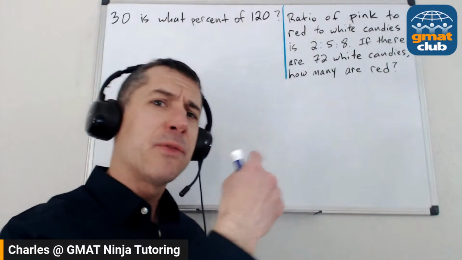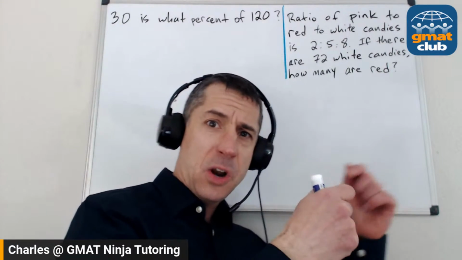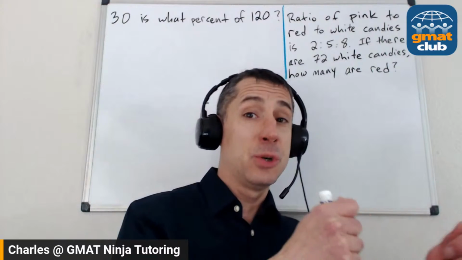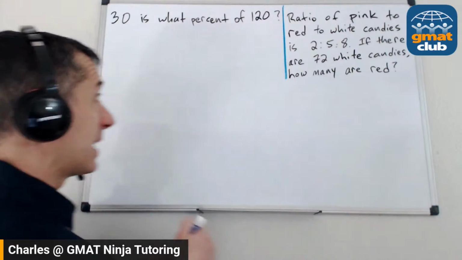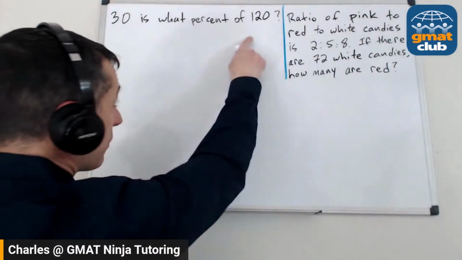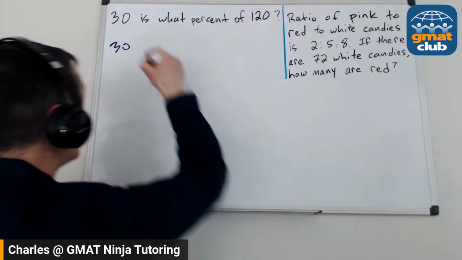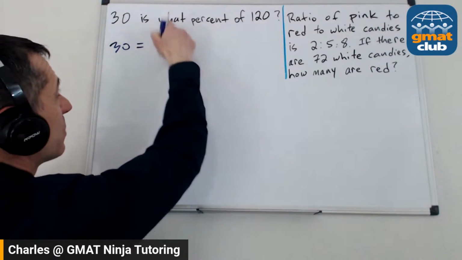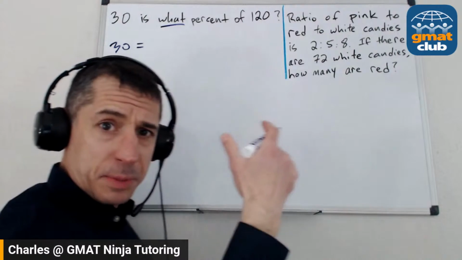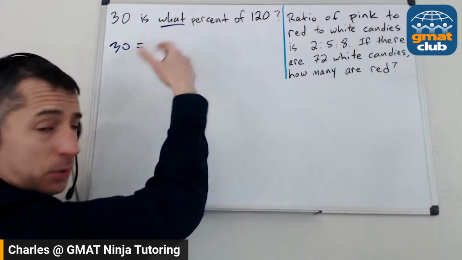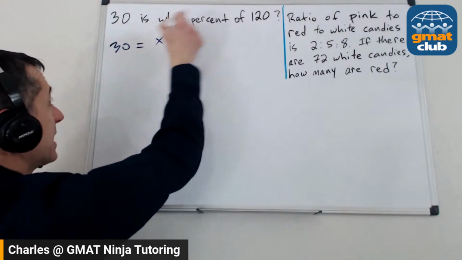Yeah, okay, let's do it really formally for a second, because once I start messing with the numbers and making them less intuitive, that tool of translation is going to be your friend. So we can take this and go word for word. 30, what does the word is mean? That's just an equal sign. 30 equals what percent? Well, that what is asking for some sort of variable. I don't care what you use, W, X, whatever. I'm going to go ahead and use X here.